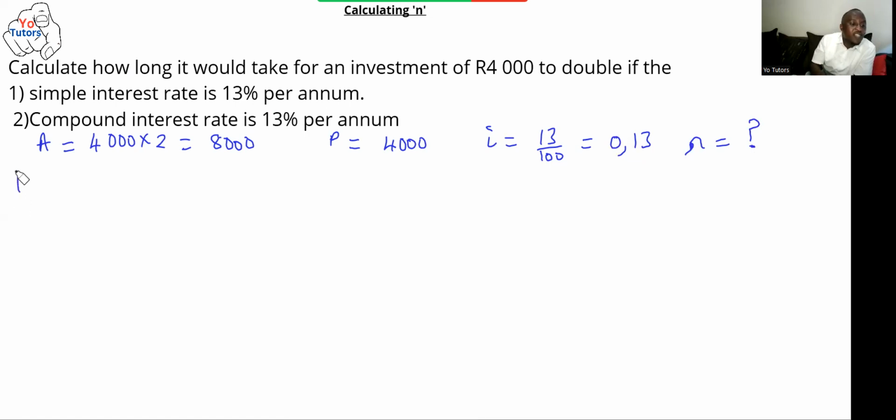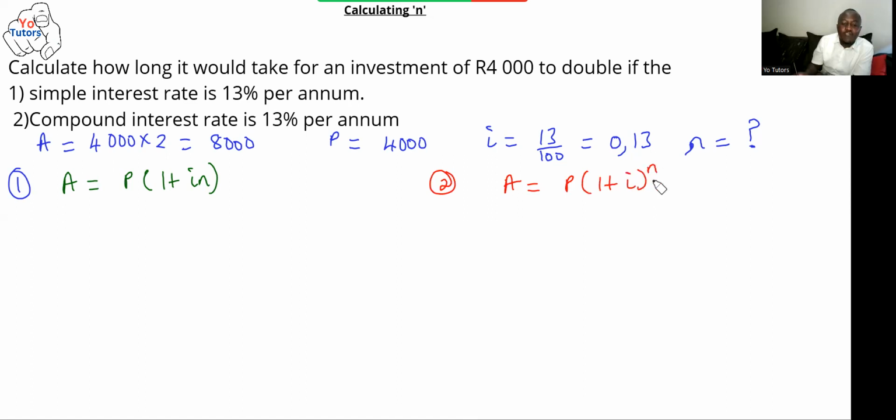So let's start with the first one. The first one here, we're looking at simple interest. The simple interest formula is A equals P(1 plus IN). And remember what I said, you divide by P on both sides. That's the first stage. Then let's put compound here as well, which is A equals P(1 plus I) to the power of N. So we are looking for N in this case. Here we're also looking for N. Okay, so let's remember that.